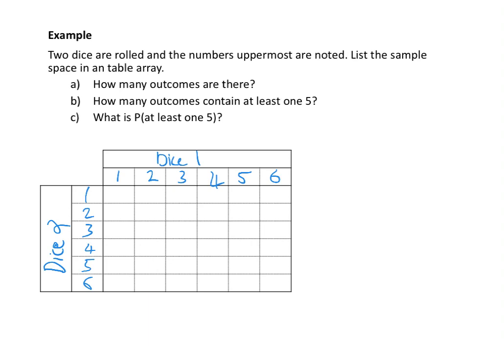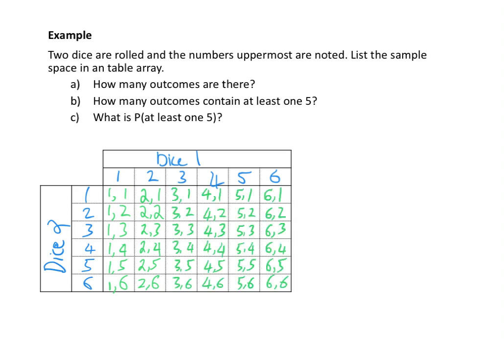Now I can go ahead and use those headings to determine what my possible outcomes are going to be. Filling in my first column, I can roll a 1 and a 1, a 1 and a 2, a 1 and a 3, 1 and a 4, 1 and a 5, 1 and a 6. Then doing the same for my second column, but this time my first number is going to be a 2. So I can get a 2 and a 1, a 2 and a 2, 2 and a 3, 2 and a 4, 2 and a 5, 2 and a 6. And I continue that for my 4 remaining columns.